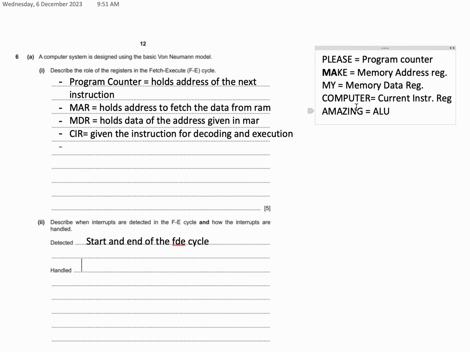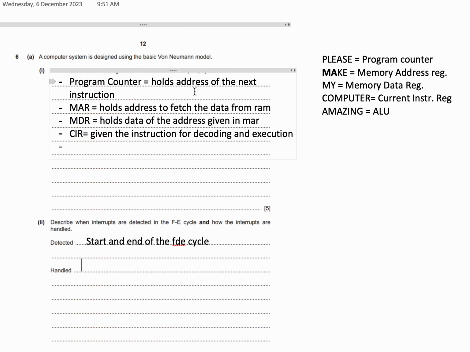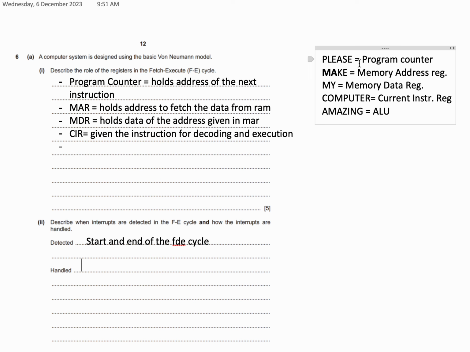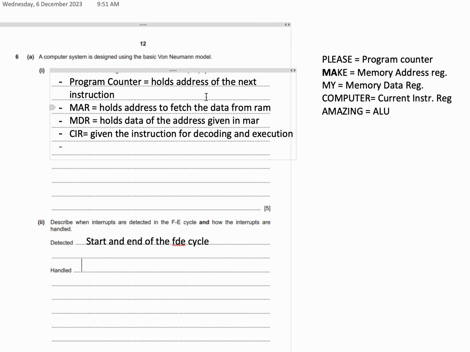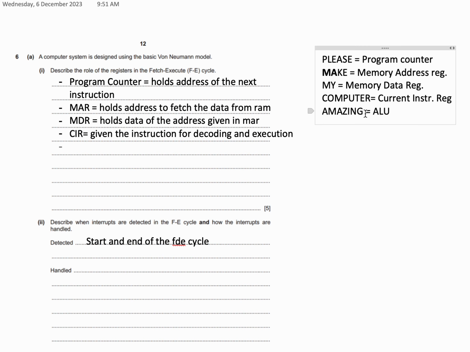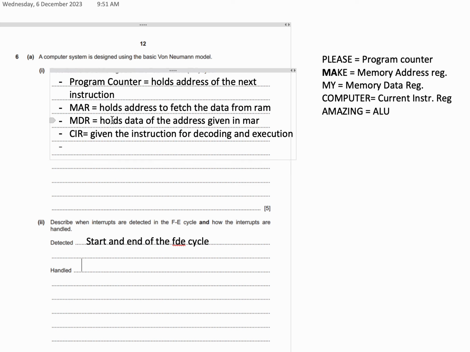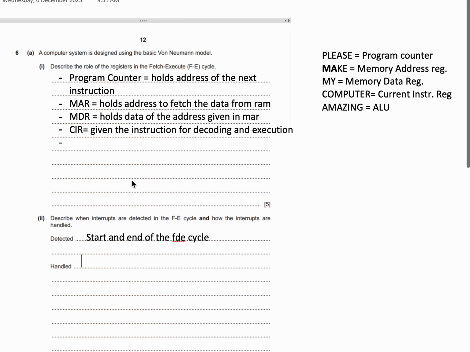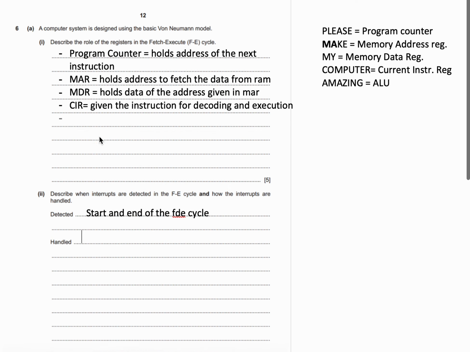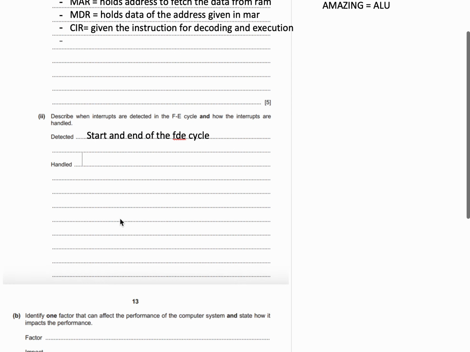All right, so the first one is the program counter, and that holds the address of the next instruction since it's the start of the FDE cycle. The next is the MAR, and it holds the address to fetch the data from the RAM. So it passes that address to the MDR, which holds the data of the address given in the MAR. And then the current instruction register is given the instruction for decoding and execution. So yeah, there will be your 5 marks there.